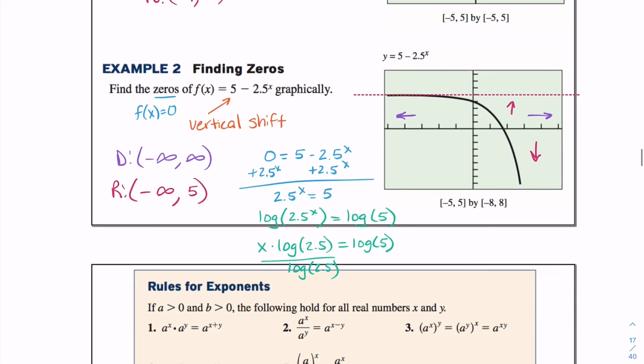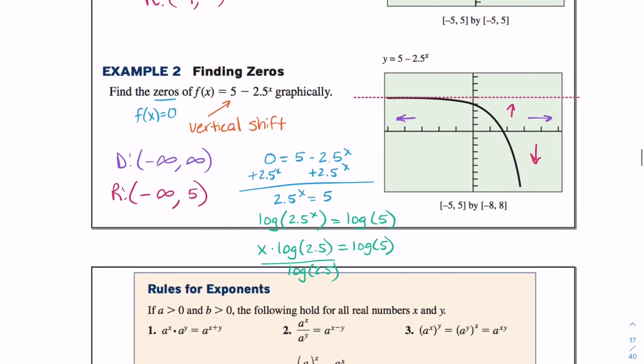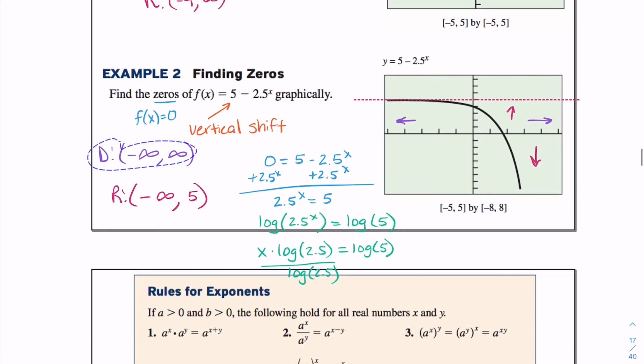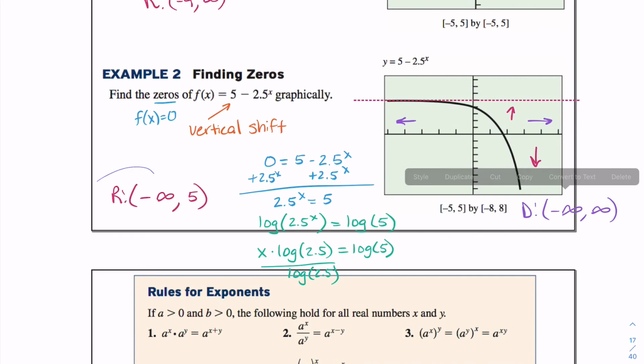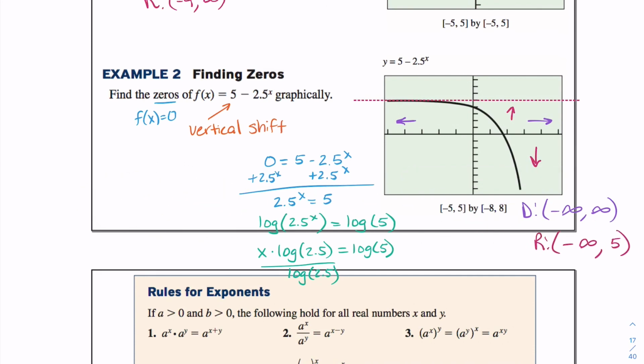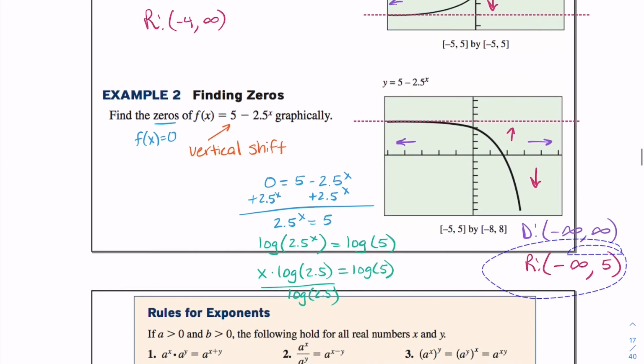I'm running out of room here. Let me move this up. You know what? I didn't need the domain and range. Probably should have answered that. But I'm going to throw it over here so that I have room to answer this question.